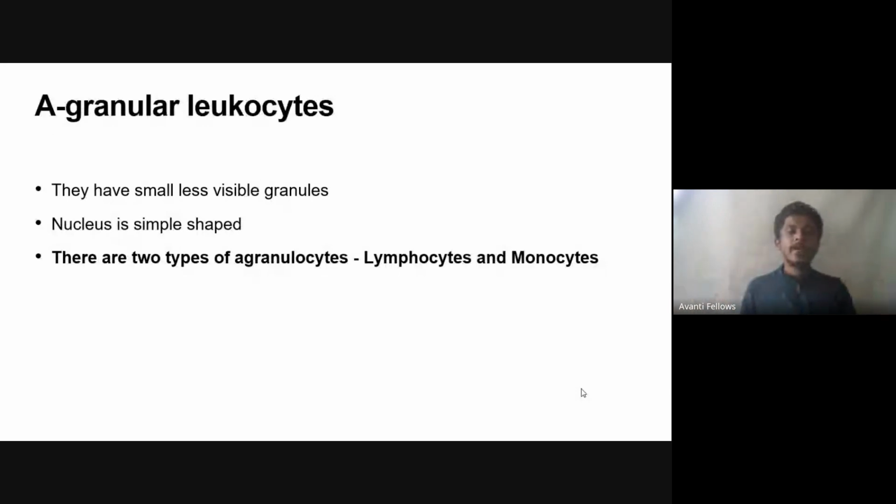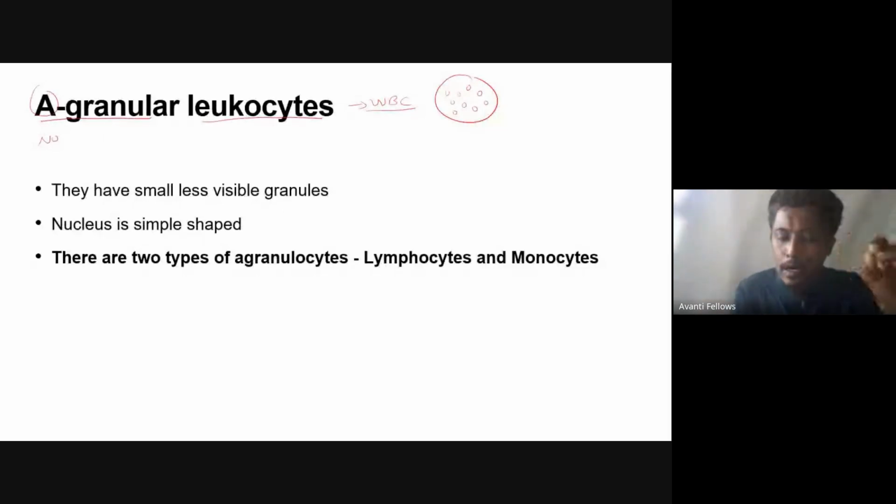Okay. So when I talk about agranular, a means no. Granular means I told you that in the cells there are small bodies that are floating in the cytoplasm. So they are not much granular, or they don't have. Okay. So if I look at agranular leukocytes, let us say that I have a microscope. I look into the microscope and look at some cells.